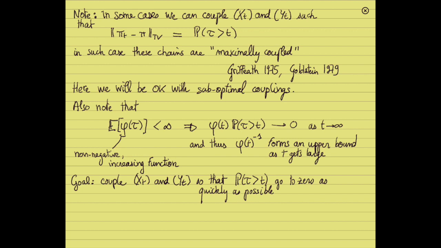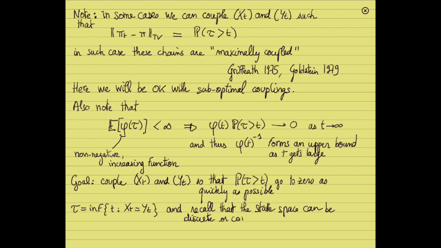So of course it remains to see whether we can indeed create two chains that meet exactly. If you look at the meeting time tau as the infimum of the times at which X_t is equal to Y_t, and you recall that the state space in general might be discrete or continuous, it might not be obvious how two chains are ever going to meet. Right? For example, on continuous state spaces, typically independent chains will never meet. And so we'll have to design the chains in particular ways in order for them to possibly meet.